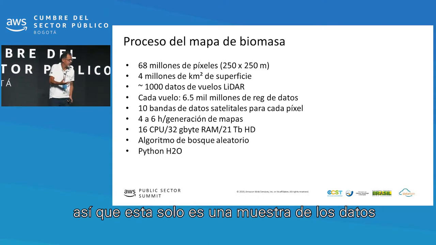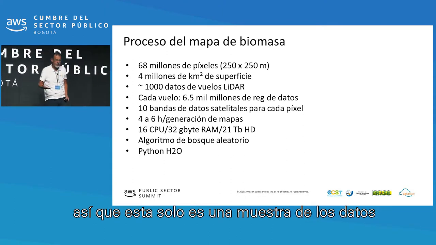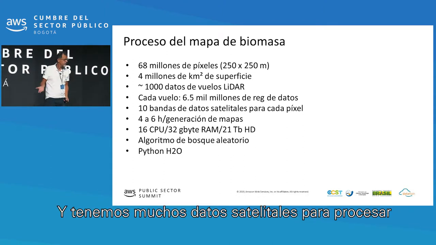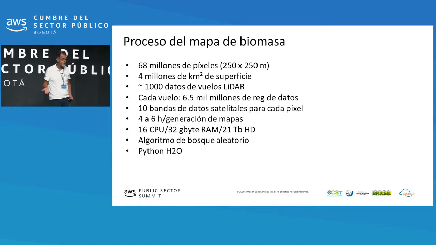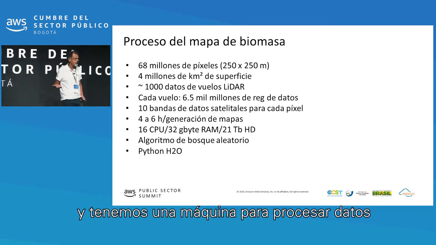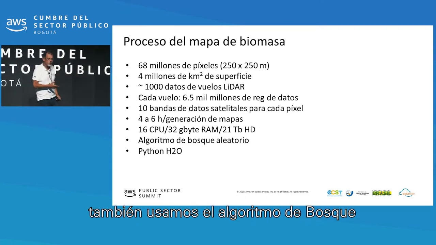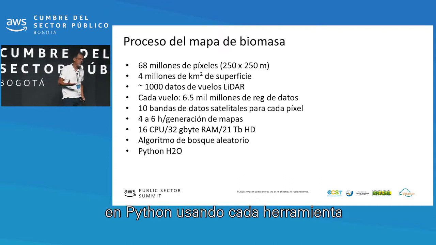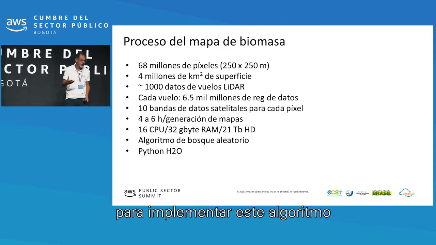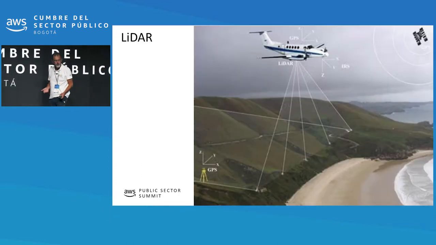So it's just a sample of data. And we have a lot of satellite data to process as well. And we have a machine to process that. It's a good machine. We use the random forest algorithm in Python, using the H2O implementation of random forest.